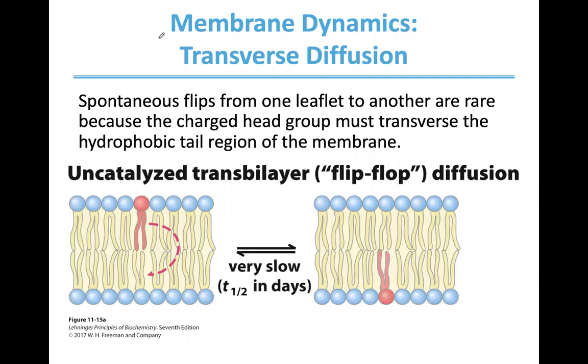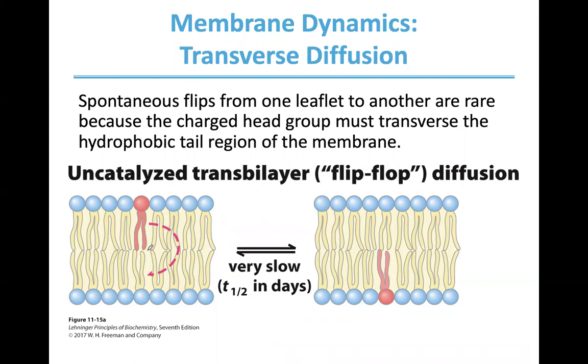Now there is a different kind of diffusion we also might imagine. You may wonder if there's a lipid, let's say on the outside of the cell membrane, if it can undergo diffusion and sort of flip to the cytoplasmic side of the cell membrane.